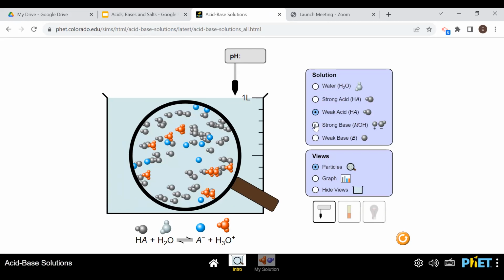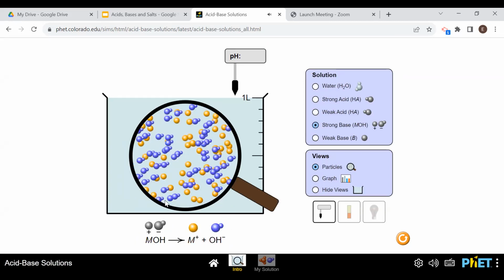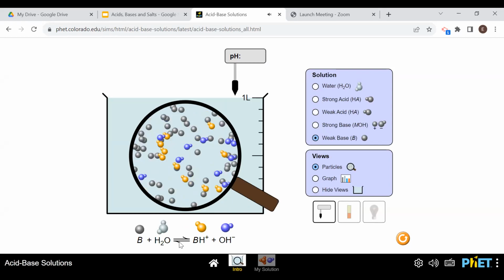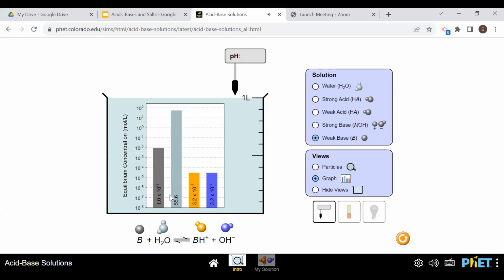And then strong base. Strong base. This is dissociation. It breaks apart. Weak base. Okay. Weak base is partially ionized.